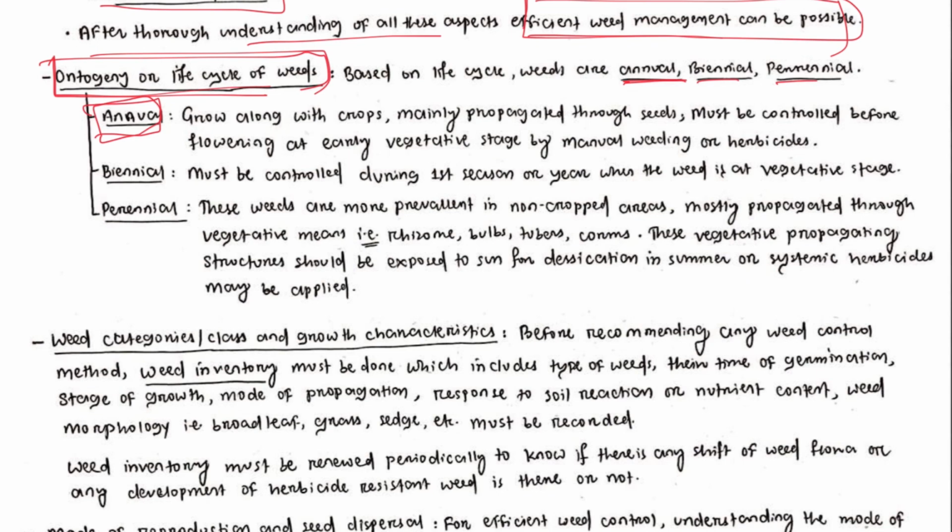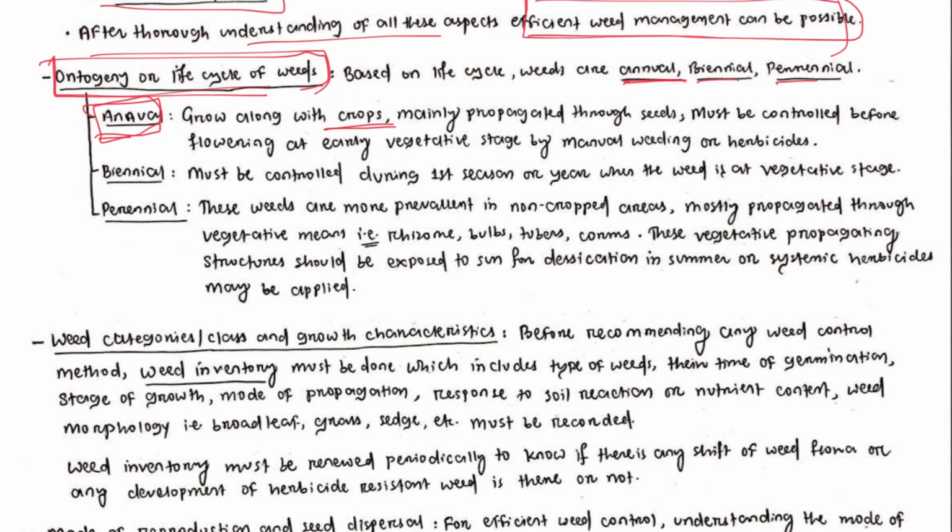Annual weeds complete their life cycle, from sowing to harvesting or maturity, within one season or one year maximum. They basically grow with the crop, because crops are also seasonal. So these annual weeds also grow with the crop, and we need to control them either through manual methods or through a selective herbicide.